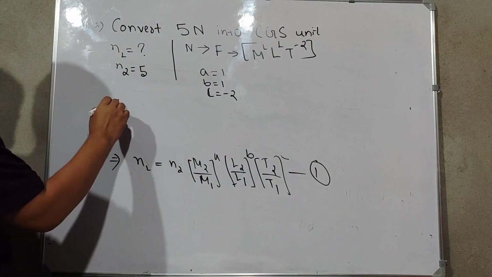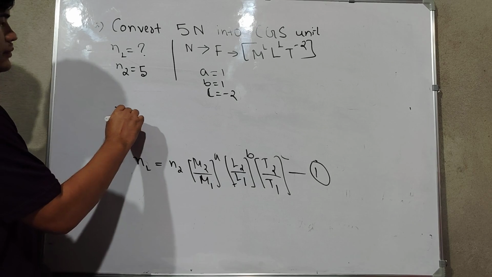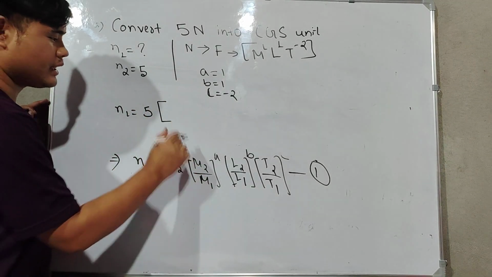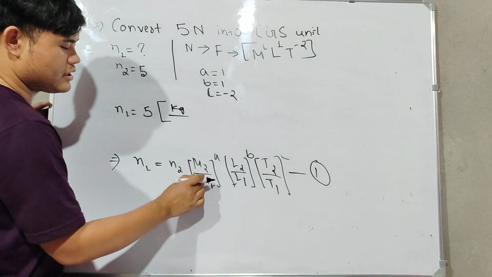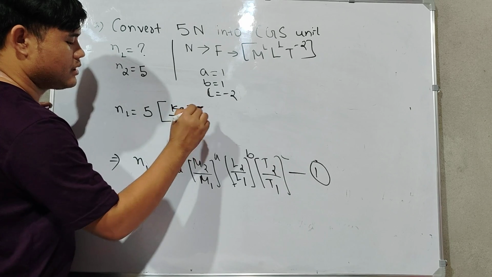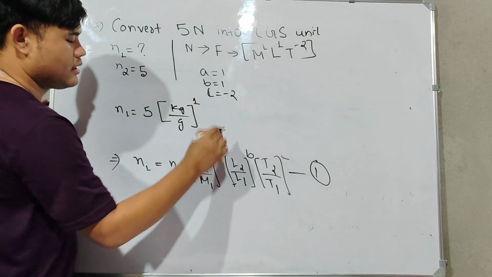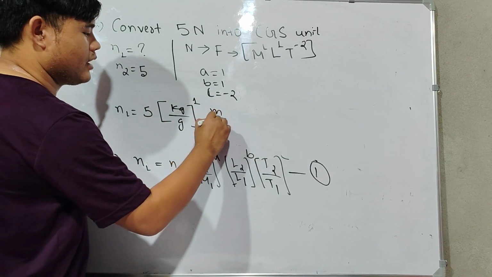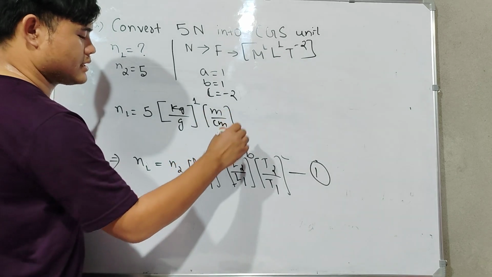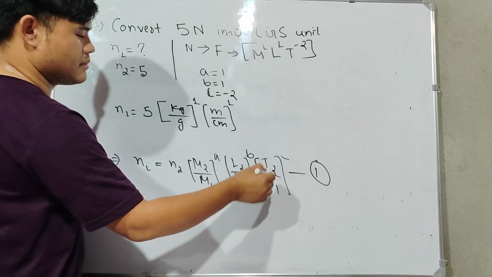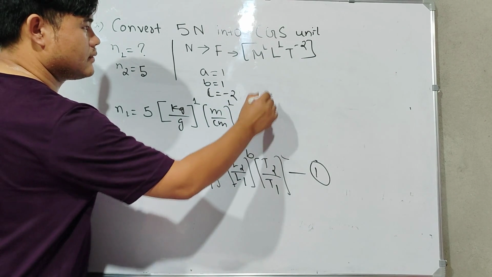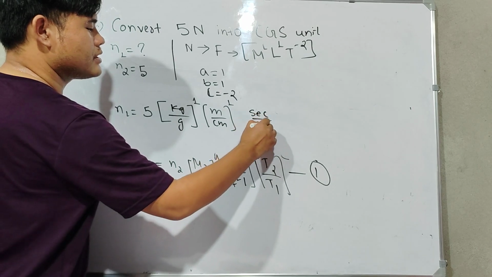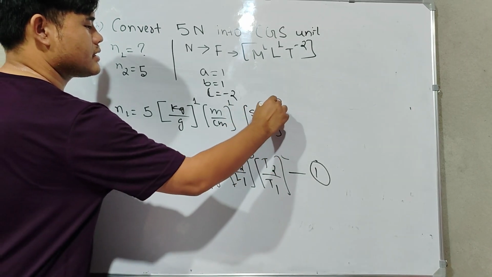Okay, yes. Now N1 is equal to N2 is equal to how much? 5. M2 is in kg, and this one is in gram, and the power is how much we got? 1. And this one was in meter, and then centimeters. It has powers of 1. And similarly T2, see, T is in second, it was also in second, so it will be minus 2.